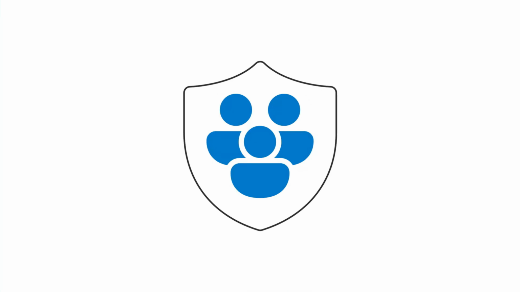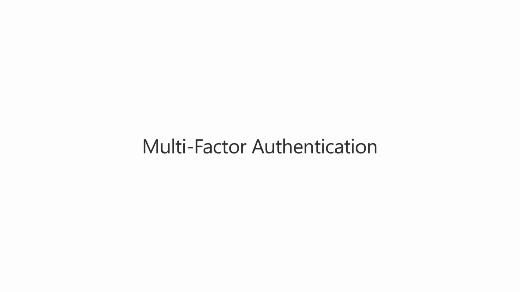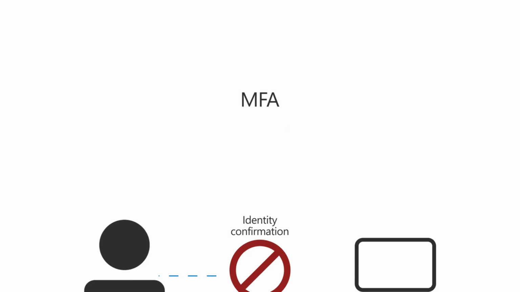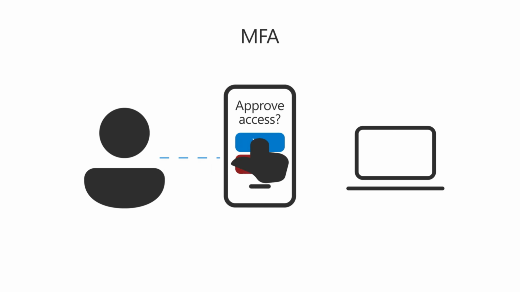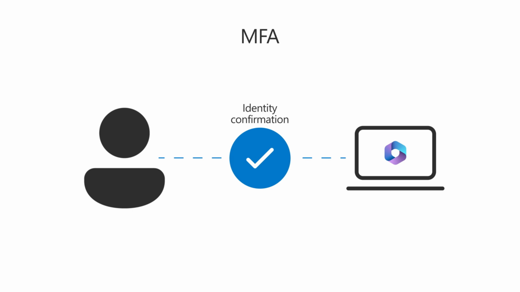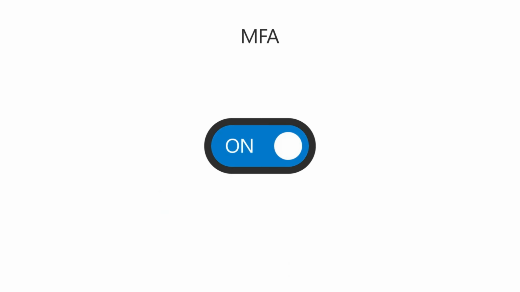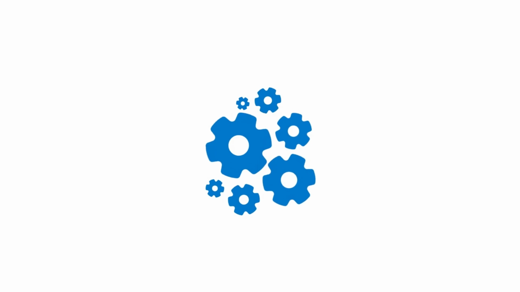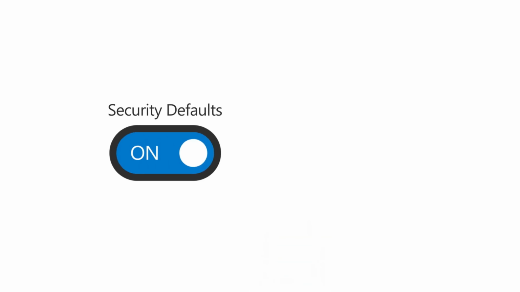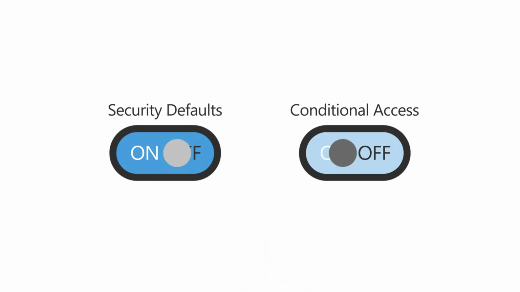One of the best ways to protect your user accounts is with MFA, or multi-factor authentication. With MFA, users need a secondary verification method, such as an authentication app on their phone, to prove who they are. MFA is on by default, so no additional steps are needed. But if you want more granular security controls, such as requiring devices to meet certain requirements, you can switch from using security defaults to conditional access at any time.